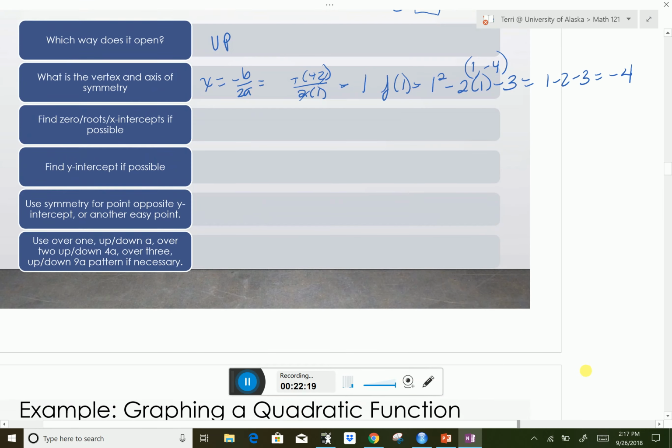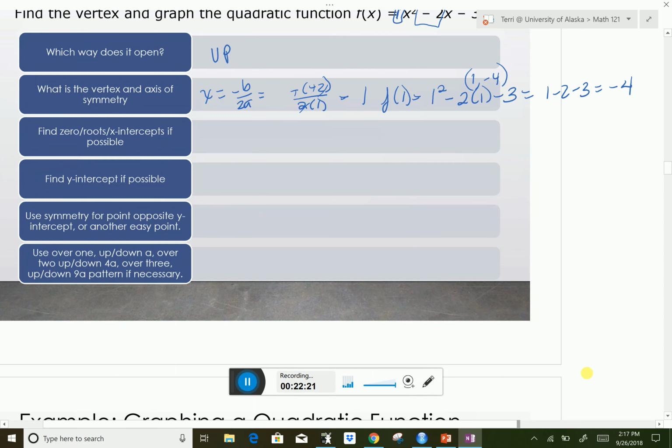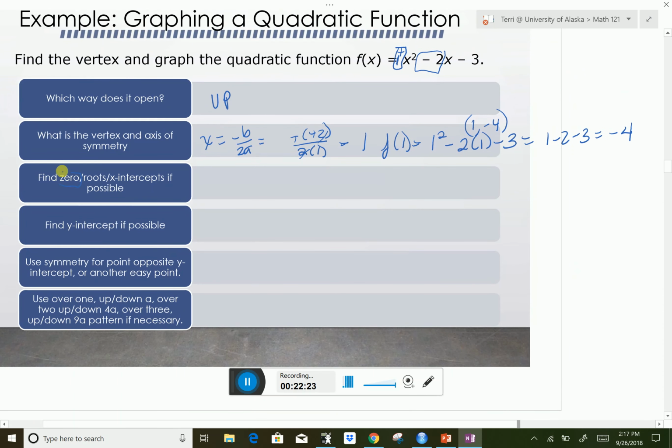Okay. So find the zeros or roots or x-intercepts. So remember, zero is when my function equals 0. And remember, how to solve these is you have to factor it. So can this be factored? x minus 3, x plus 1. I think so. So this means, remember by the zero product property, that either one of these equals 0. So either x equals 3 or x equals negative 1.